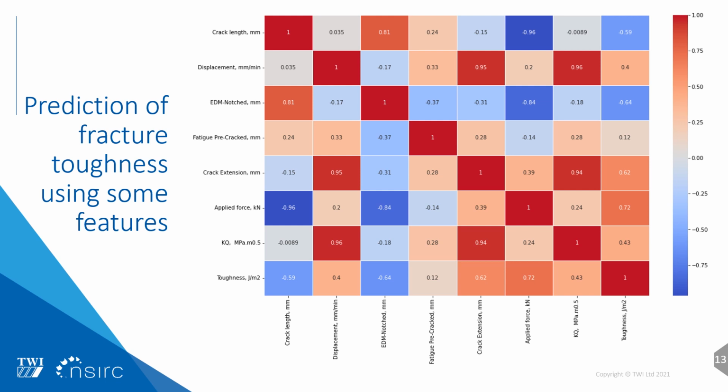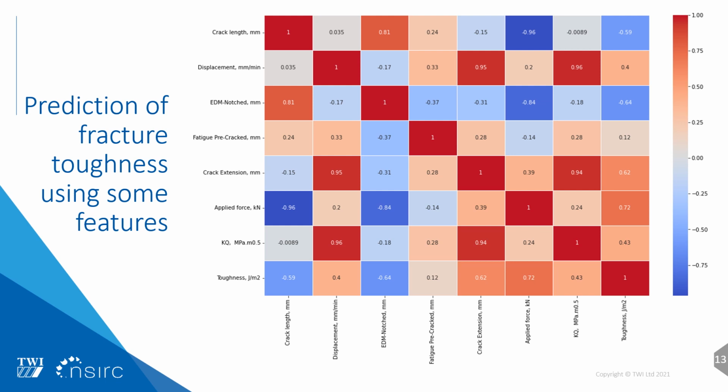Another approach we use is the artificial intelligence method, in which we apply a machine learning algorithm using some features from the experiment. Here we utilize the crack length, which was created using the EDM notch. So we have different values for the EDM notch, and also the pre-crack ones, which was done using the fatigue pre-crack method to induce the crack in the experiment. The applied force for the different experiments as well, and then the KQ for the materials we are using, because we are trying to predict the fracture toughness.